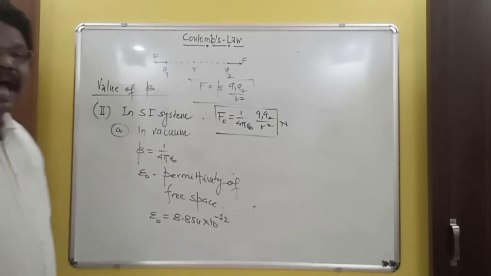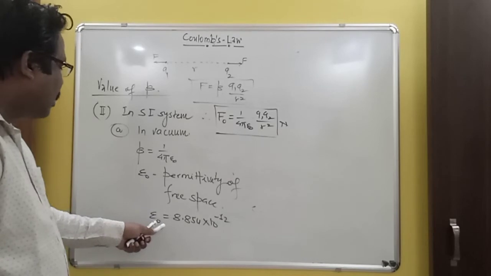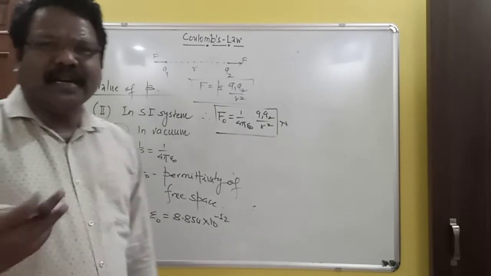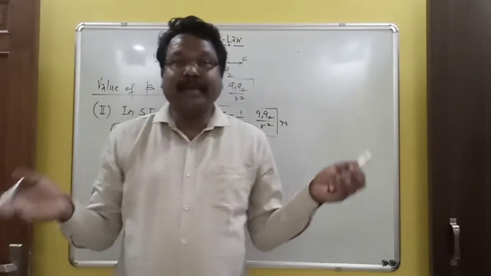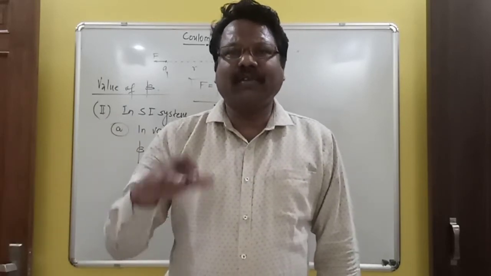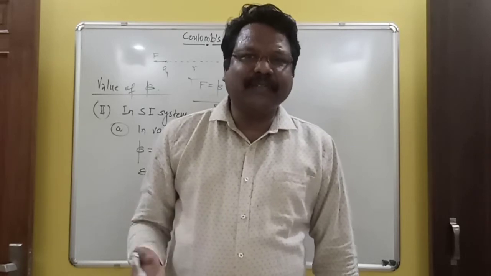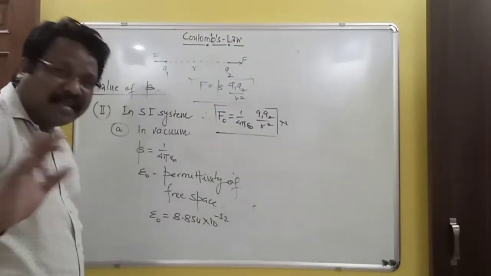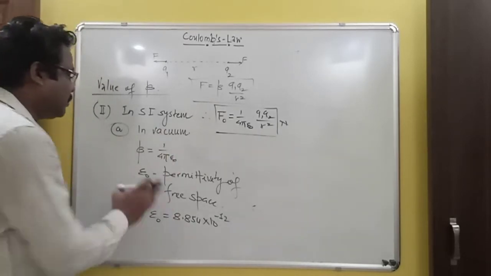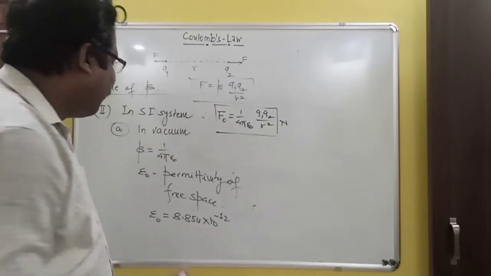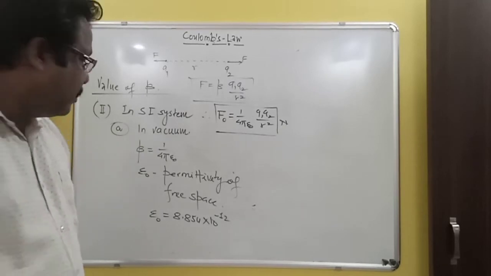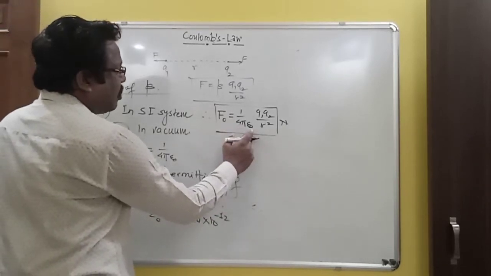beta is 1 upon 4 pi epsilon naught, where this epsilon naught is called permittivity of free space, absolute permittivity, right? And about this we'll study afterwards. Actually, if I say that permittivity epsilon naught is the ratio of electric displacement to the electric field intensity, you will not follow it at this stage, okay? While dealing with the dielectrics, we'll be dealing with the definitions of all this, but for now just go through that this epsilon naught is a certain constant, called permittivity of free space, and its value is 8.854 into 10⁻¹², okay?